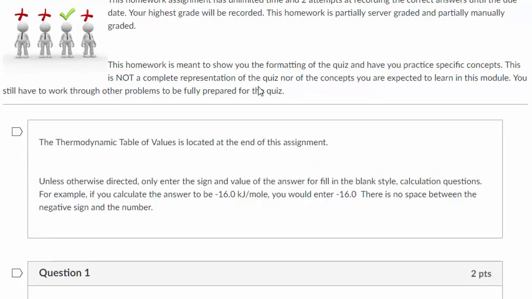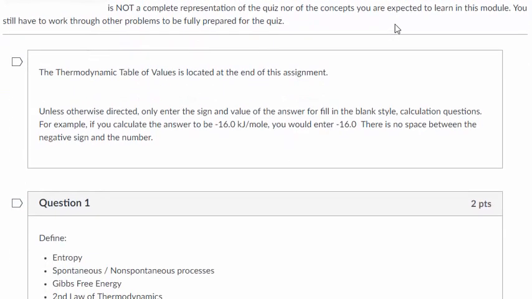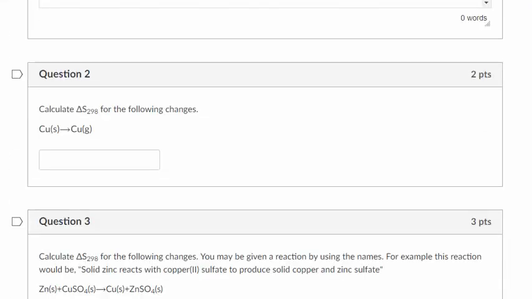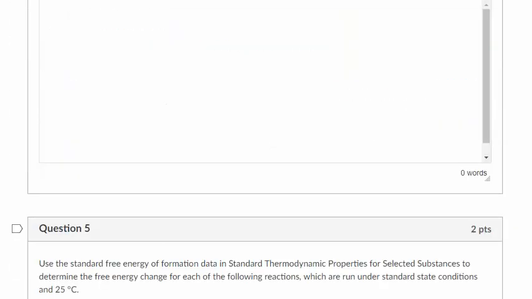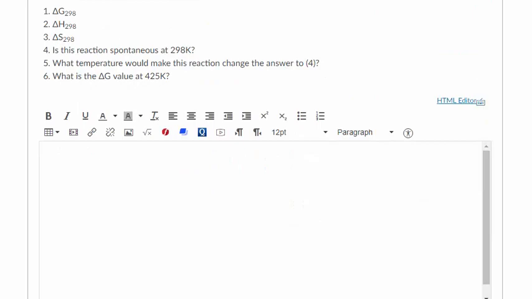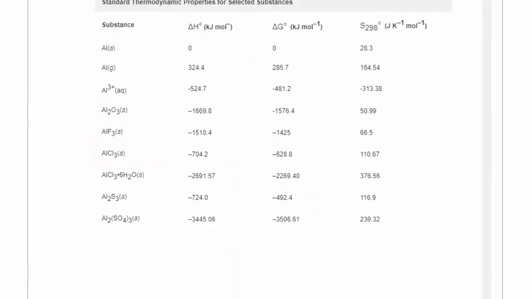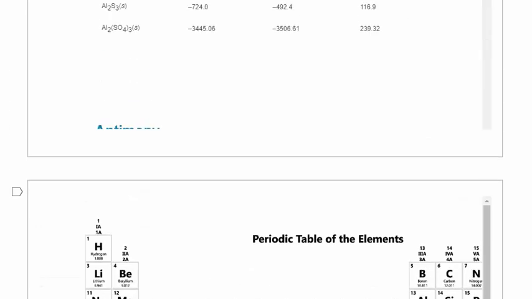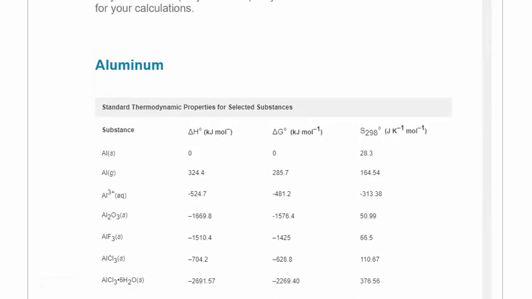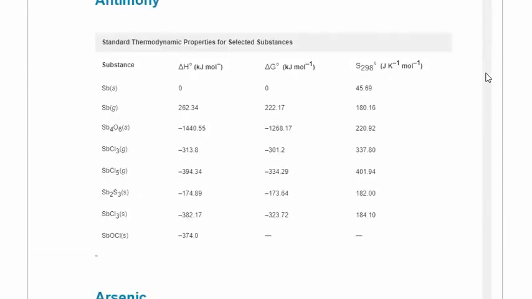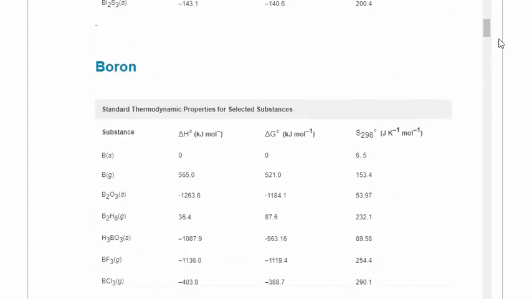Homework 2. Before we get started, I want to point out that the thermodynamic table of values, the standard values that are in the classroom, are also embedded into this homework assignment as well as your quiz. If you scroll down at the very bottom, you have your periodic table. But here we have the standard thermodynamic table that is found in the classroom.